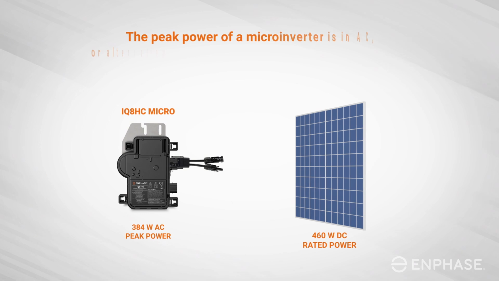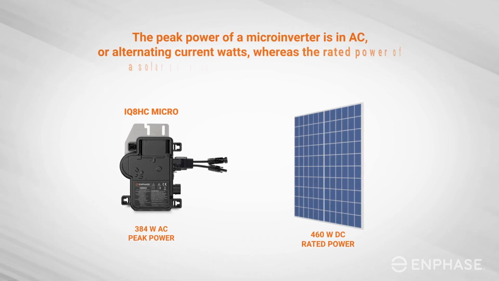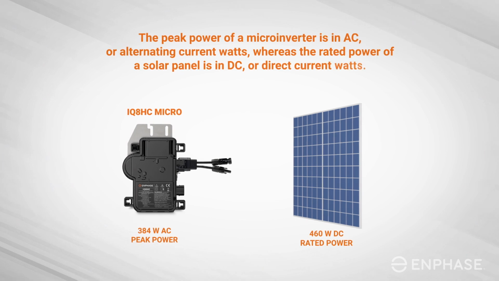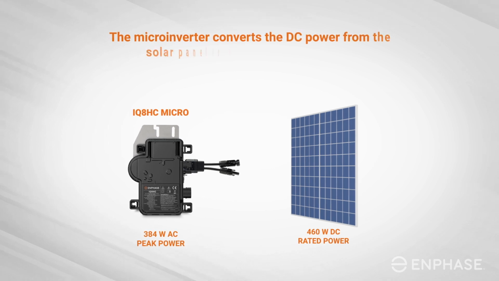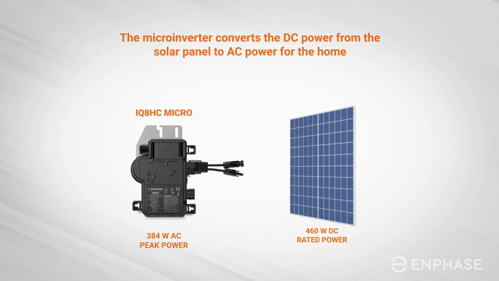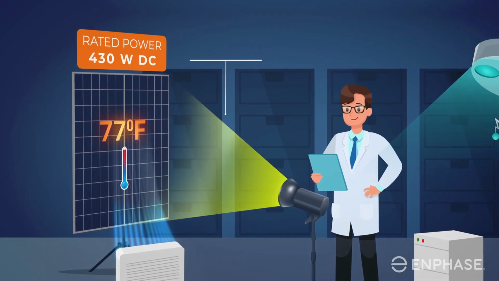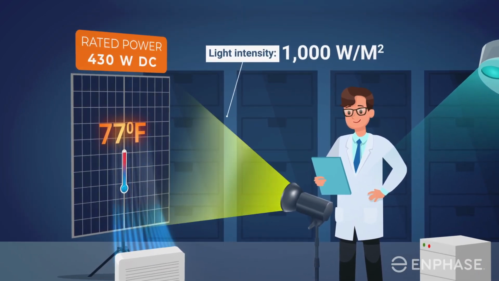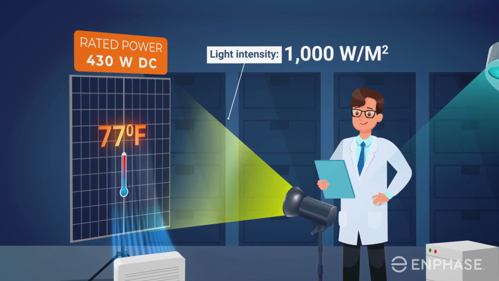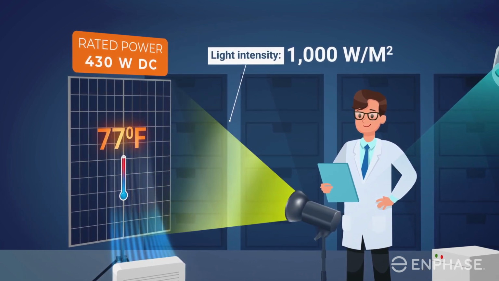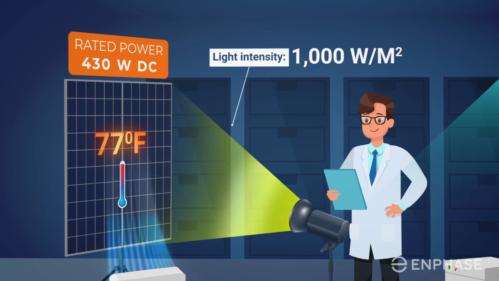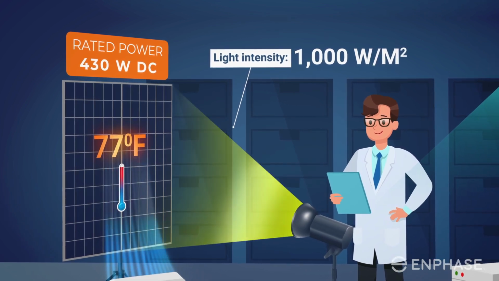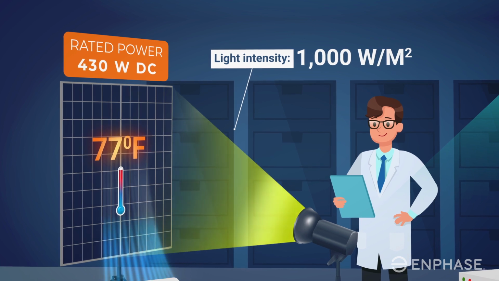The peak power of a microinverter is in AC, or alternating current watts, whereas the rated power of a solar panel is in DC, or direct current watts. The microinverter converts the DC power from the solar panel to AC power for the home. It's important to understand that the DC rated power of a solar panel does not reflect the power it will produce in real-world conditions. A solar panel's DC rated power is determined in a favorable and highly controlled laboratory setting known as standard test conditions, which consists of an intense flash of light on an artificially cooled solar panel.